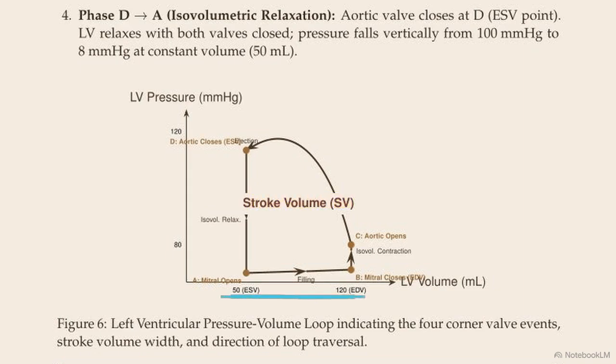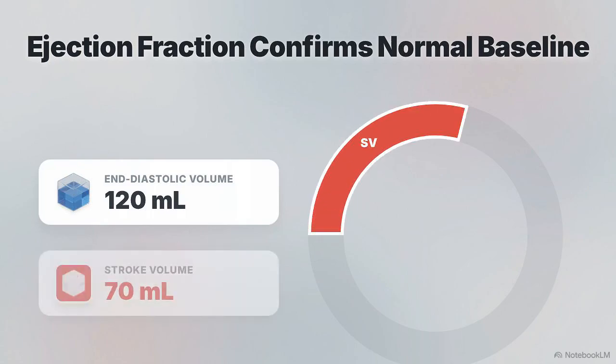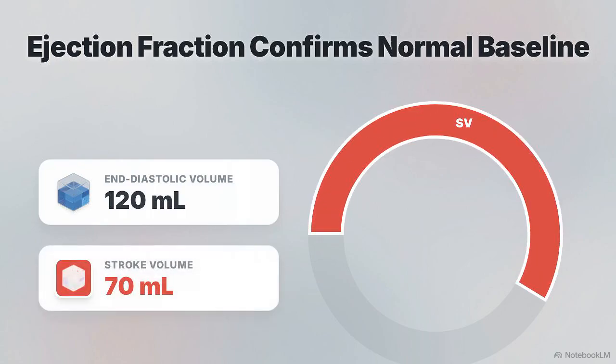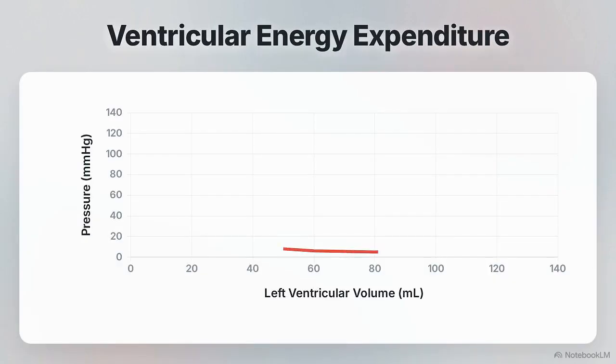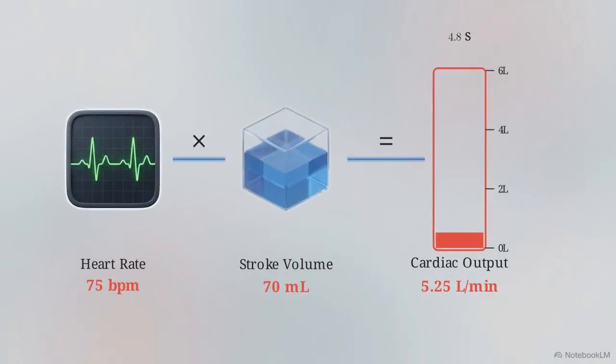Subtracting the 50 milliliter end systolic volume from the 120 milliliter end diastolic volume leaves a net stroke volume of 70 milliliters. The ejection fraction is the percentage of that starting volume that is successfully pumped out. In this case, 70 milliliters out of 120 results in a normal baseline of 58%. The total area inside this loop represents the ventricular stroke work, which is the raw mechanical energy the heart expends during each beat. Cardiac output is the final metric of this performance.